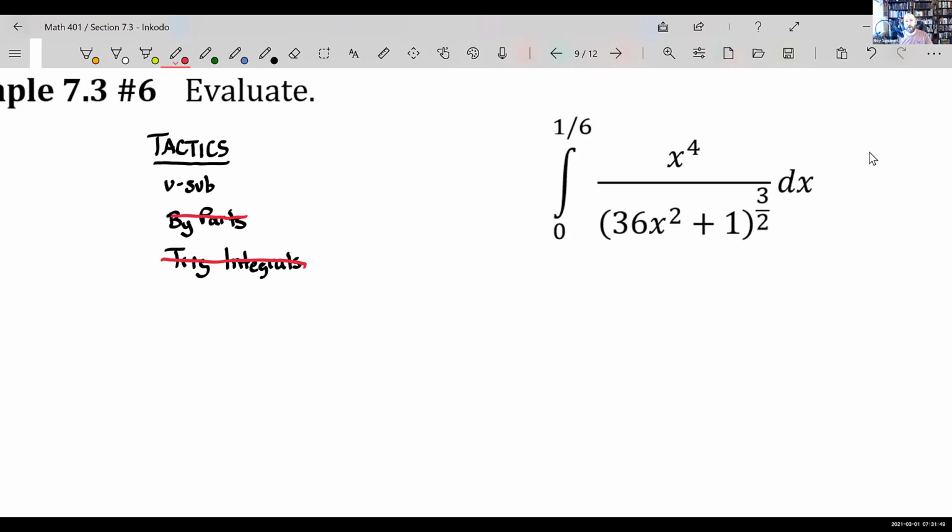It's being asked, by parts is only used for products. No, it's not just used for products. It's used for a lot of different situations. By parts, in fact, is how you integrate the natural log. It's how you integrate tangent inverse. It's how you integrate sine inverse and cosine inverse. So it's not just for products. There's always exceptions to these rules. But I'd say 80% of the time it's for products.